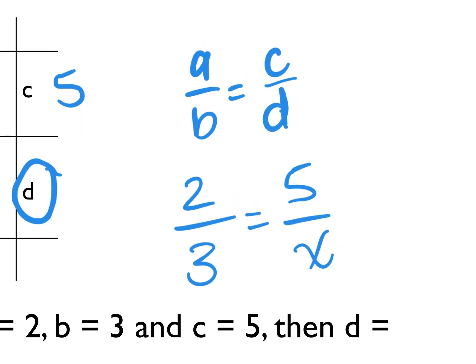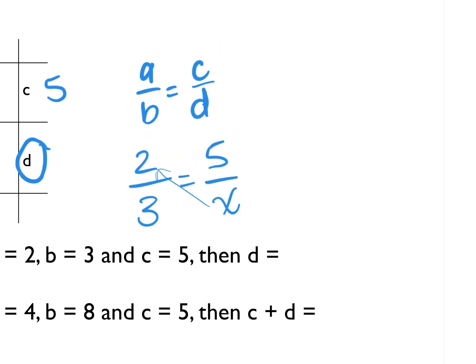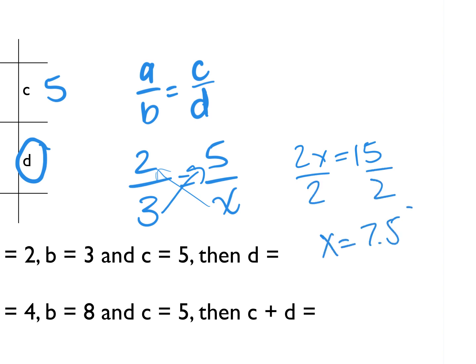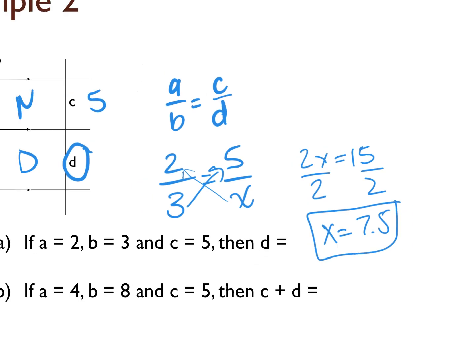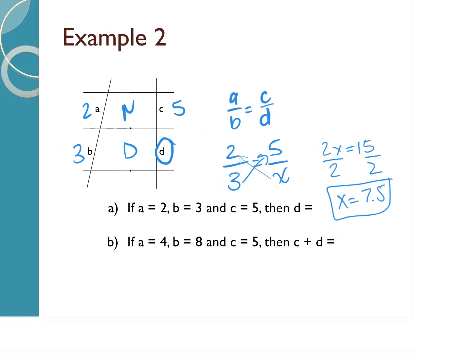What do I do from here? I cross multiply. Can I simplify before? No, because there's no common factors between 2 and 3. So we cross multiply, we're going to get 2 times x, which is just 2x, and 3 times 5, which equals 15. Divide both sides by 2, you get x equals 7.5 or 15 over 2. Either way, that's the right answer, okay? Any questions on solving for D?